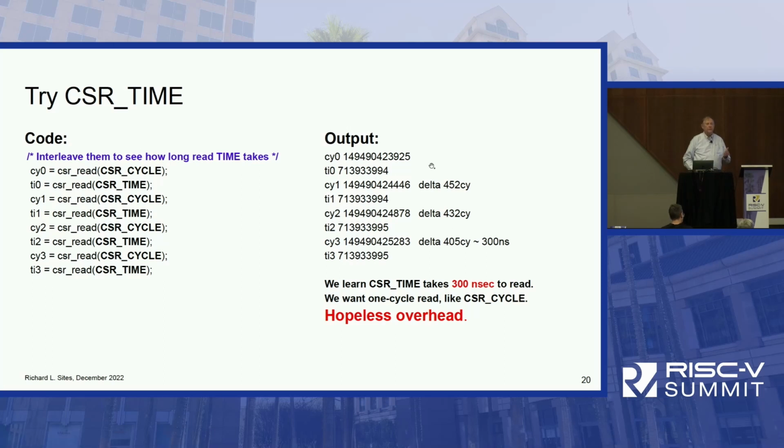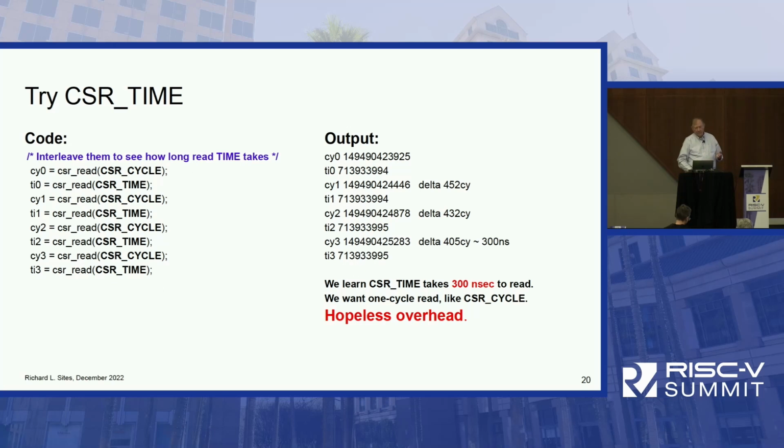Reading the cycle counter took 1 cycle. Reading the next numbered CSR, the time counter, took 452 cycles. So the second time, 432, 405. So it's 300 nanoseconds. This is because the time counter is literally implemented as a physical memory address, and the CSR actually traps and goes off to this hidden code that can access physical memory and trap back out.